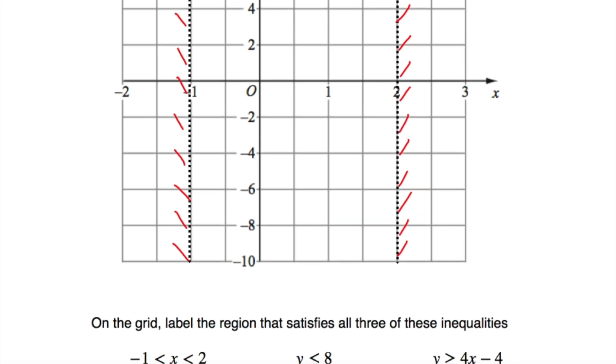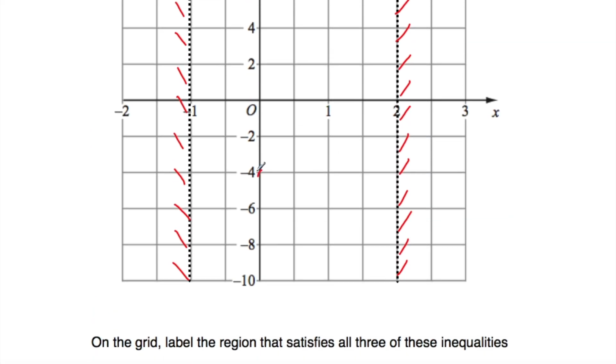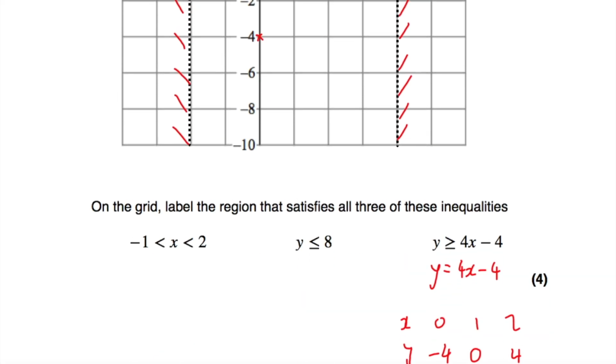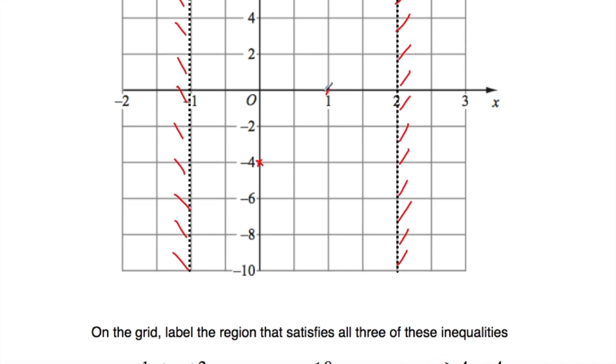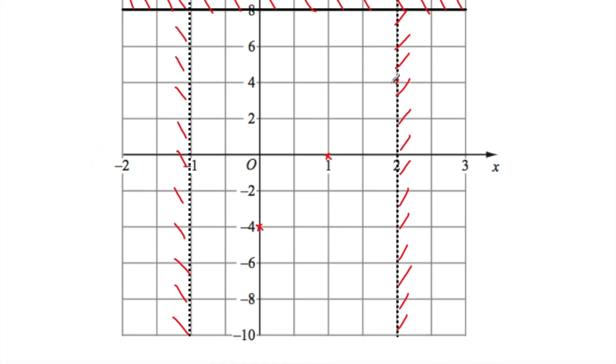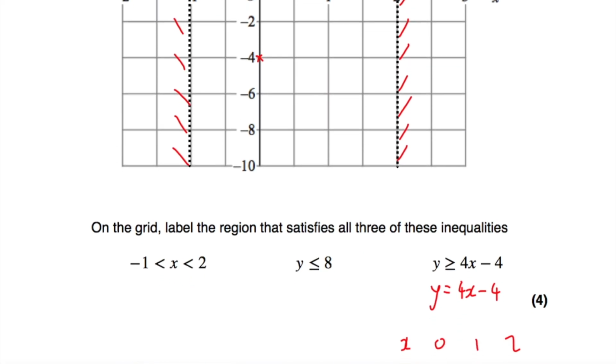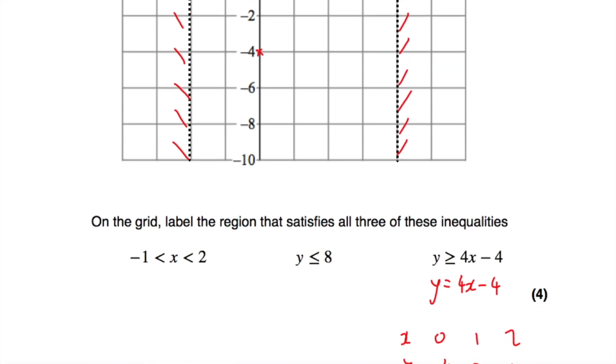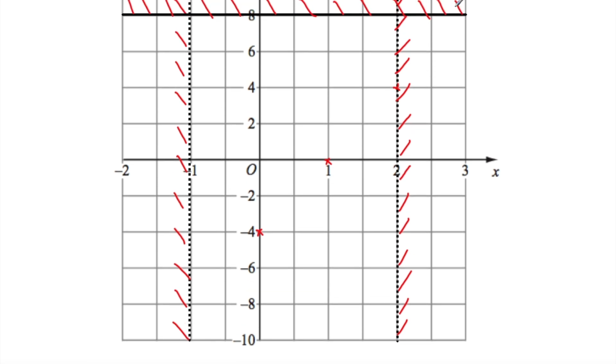So let's plot them. 0, -4 would be there. 1, 0 would be there. And 2, 4 would be there. So we've got those 3 points. We now just need to draw the line passing through them. It's bigger than or equal to, so we're going to do a solid line passing through those points. So let's do that. Okay, so that's the line y equals 4x minus 4.